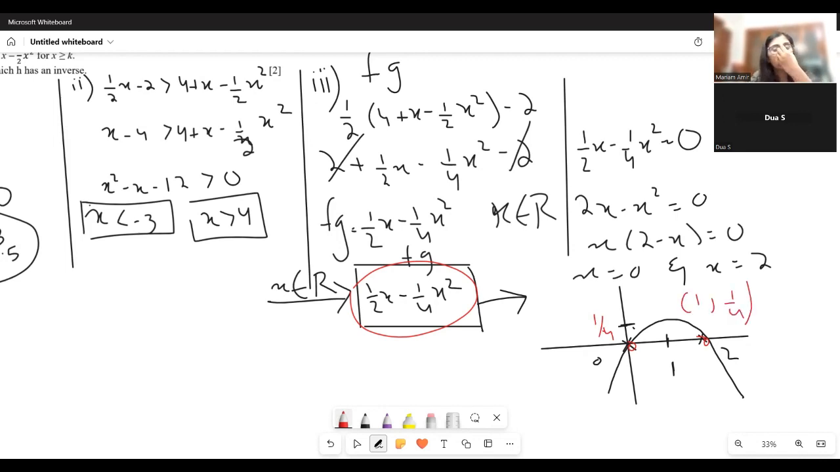So here, what is the range of this function fg? It's less than or equal to 1/4. So fg is less than or equal to 1/4. Okay.